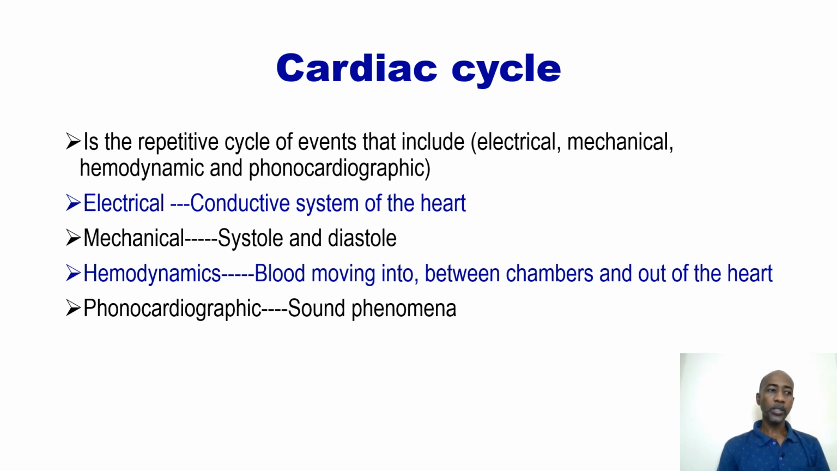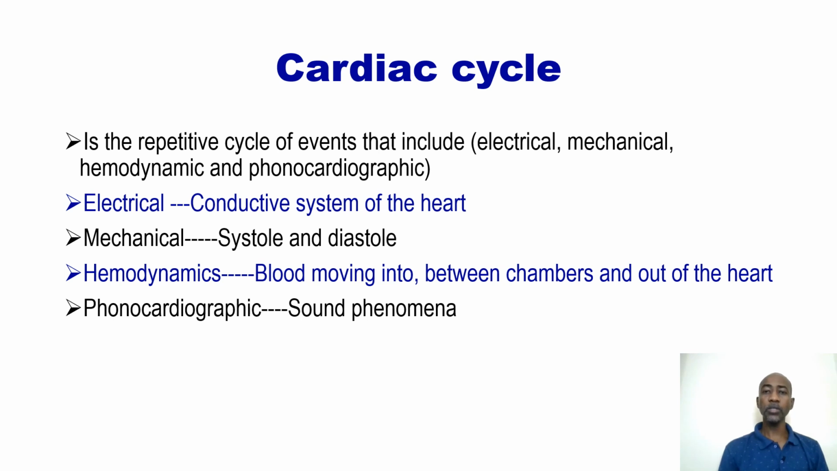We've already talked about electrical, and we know that electrical is the conductive system of the heart, being the SA node, the AV node, the rest of the conductive system, the fibers, the speed of transmission, and how we register the conductive system generation of action potential and the spread of action potential is by using the ECG.